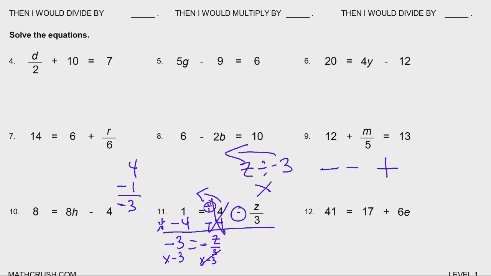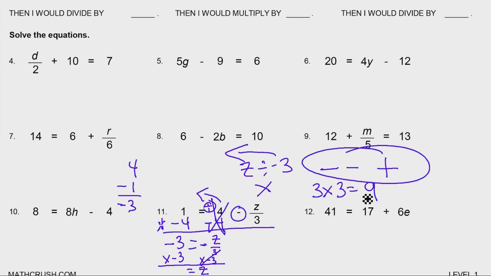So the 3's are gone, and we're left with z equals negative 3 times negative 3. Well, 3 times 3 is 9, and I just told you 2 negatives make a positive, so that will be positive 9, or just 9. So z equals 9.